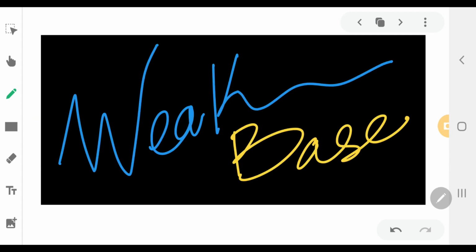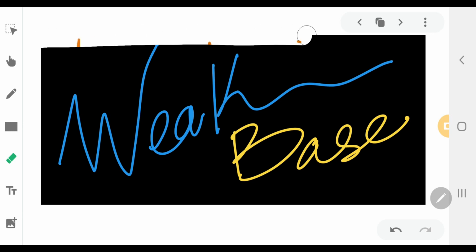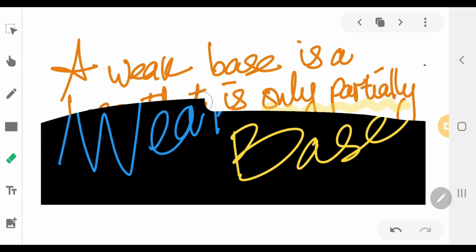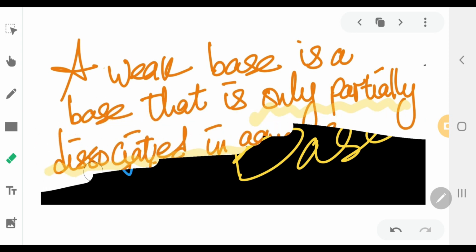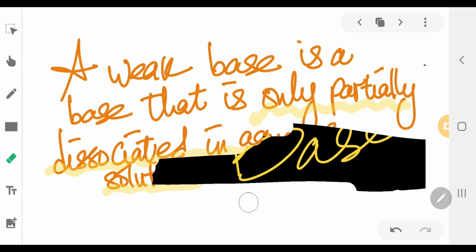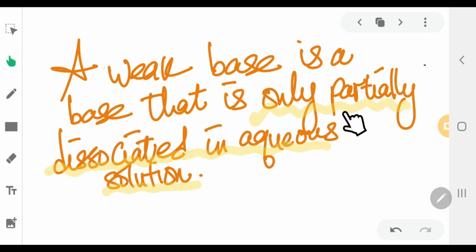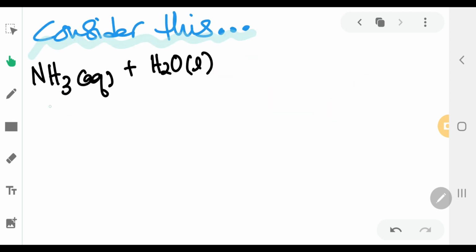What about a weak base? What is the definition of a weak base? If we know strong bases mean complete dissociation, you can guess that for a weak base, you're going to have partial dissociation in aqueous solution. So a weak base is a base that will be partially dissociated in your aqueous solution. The keyword for a weak base is partial dissociation in aqueous solution. We have a very classic example over here, which is ammonia.